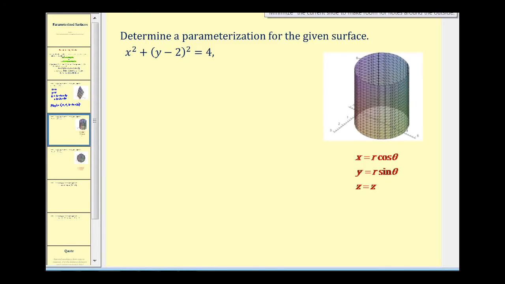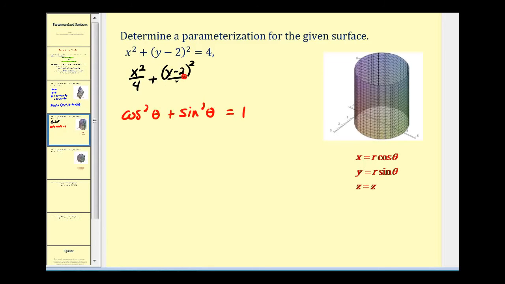For our second example, we have x squared plus the quantity y minus 2 squared is equal to 4. We can see from the graph that it's a cylinder. So to parameterize this surface, we're going to take advantage of a trig identity. Remember that cosine squared theta plus sine squared theta is equal to 1. So what we're going to do is set this equation equal to 1. So we'll divide everything by 4.